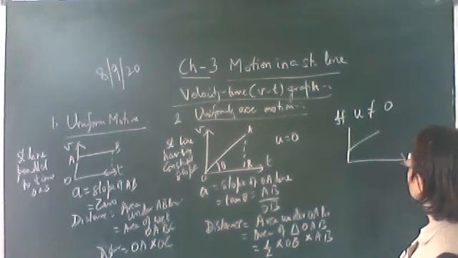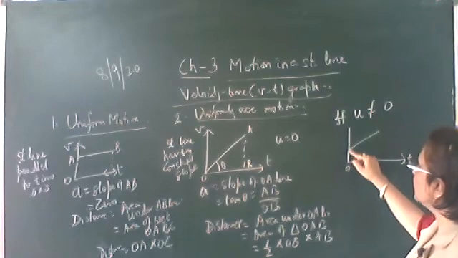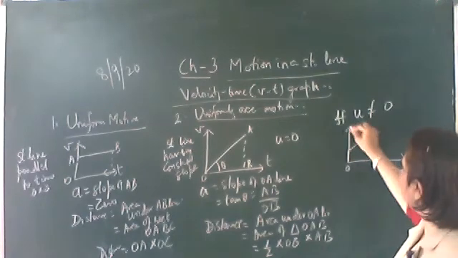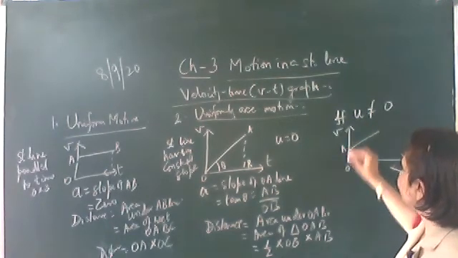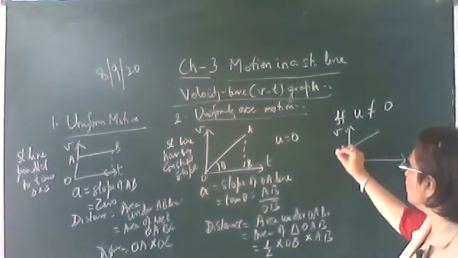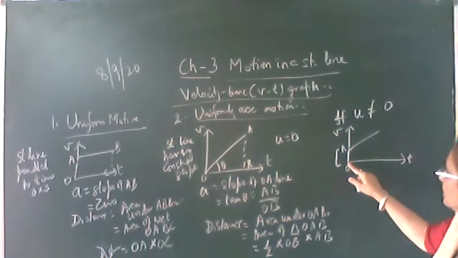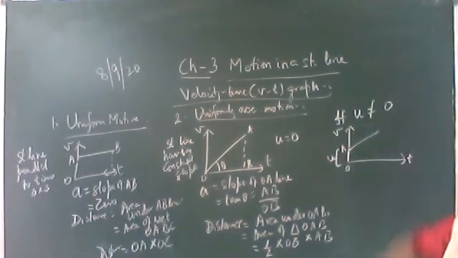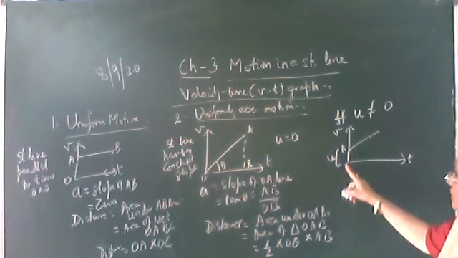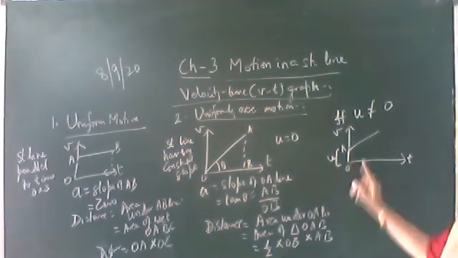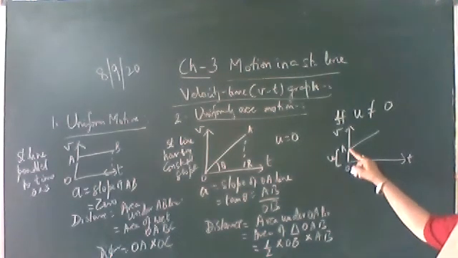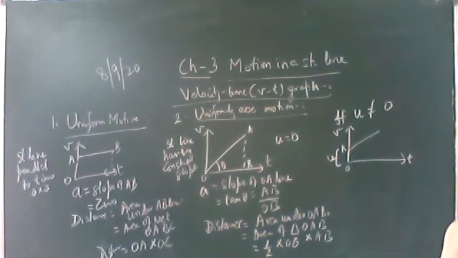At t equal to 0, the particle is already having some velocity. Let this point be A. So O to A, this velocity is the initial velocity. That is, at t equal to 0, the particle already possesses some velocity, which is u. So if the initial velocity is not equal to 0, it will not start from 0. It will start from somewhere, from the point A, which is giving the initial velocity.